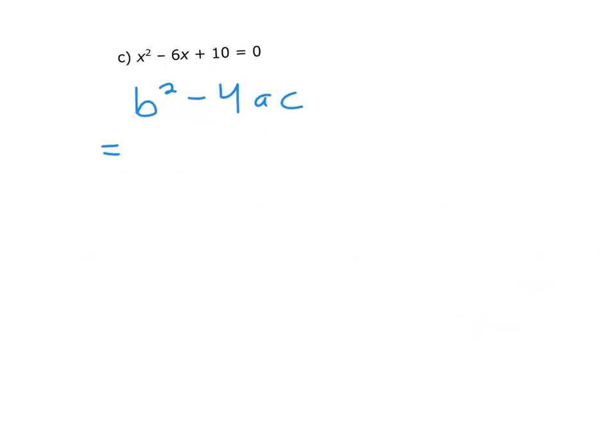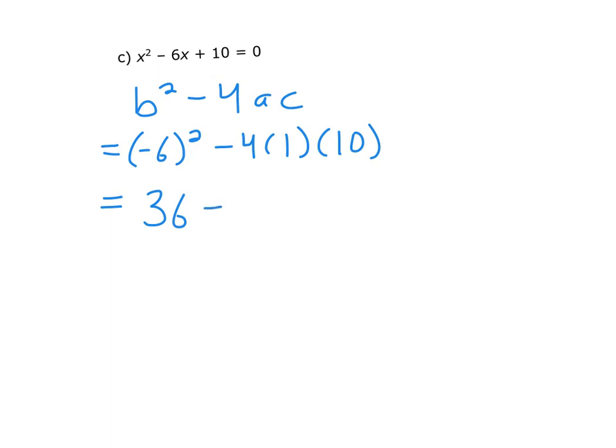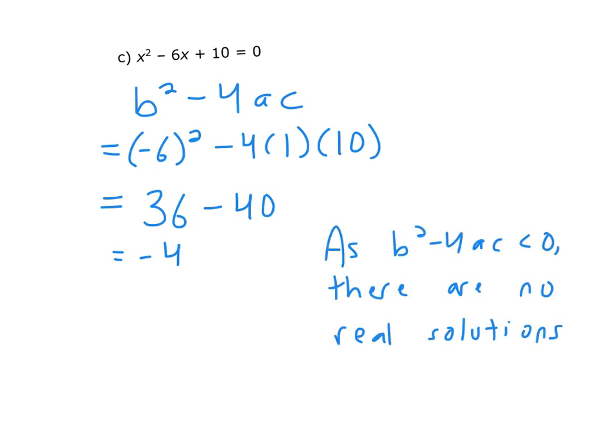In the final example, we want to find the number of solutions of the quadratic equation x squared minus 6x plus 10. So I will substitute that into my discriminant. b is negative, so I'm going to put it in brackets, minus 4 times a, which is 1, times c, which is 10. Negative 6 squared is 36. Then I subtract 40, and I get a negative discriminant. Again, I need to state what that means. So I will say, as the discriminant is less than 0, there are no real solutions.